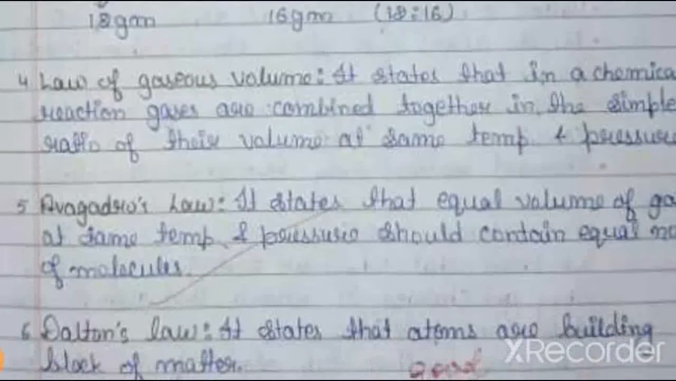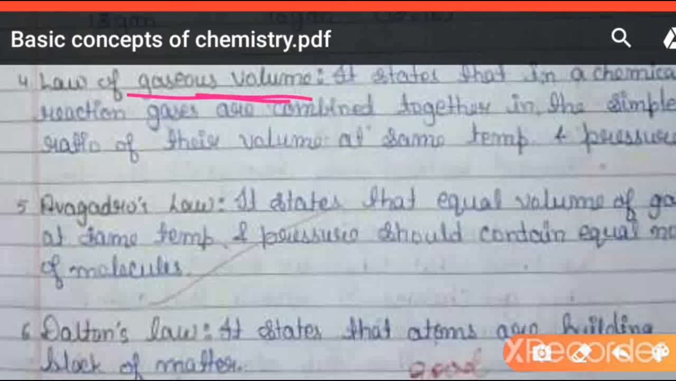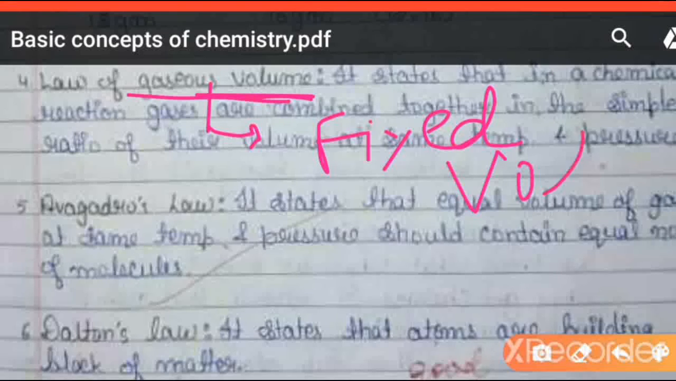The next law is what? Law of gaseous volumes. It means if we consider a chemical reaction in which gaseous reactants are present, then those gaseous reactants are combined together in a fixed volume. In a fixed volume, because for gases we consider the volume. So those gases are combined together in a fixed volume, right?